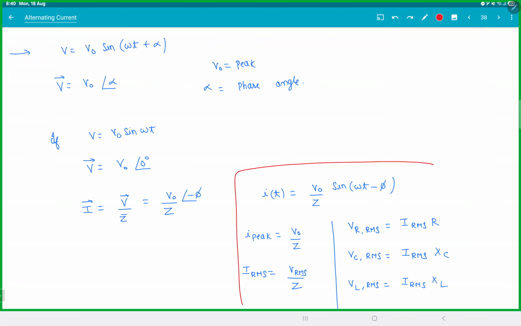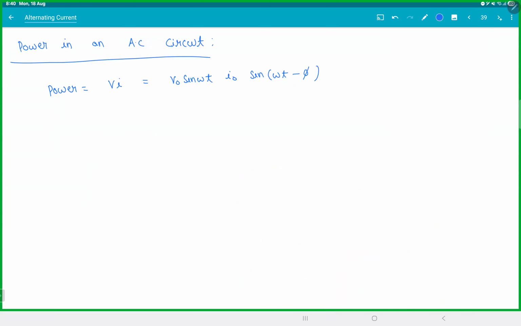So this is your some basic one. Multiplying, you end up with V naught, I naught, and that will be sine omega t and sine omega t minus phi. This looks like sine A sine B, which can be written as V naught I naught by 2, cos A minus B, that's cos phi minus cos 2 omega t minus phi. This would be your instantaneous power.